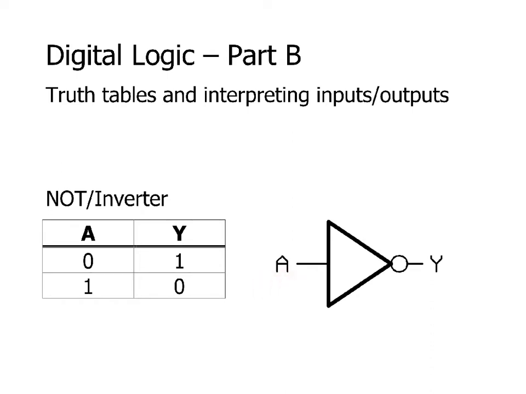So if your input is high, your output is low. If your input is low, your output is high. So 0 in, 1 out, 1 in, 0 out. Okay, so that's it for the NOT gate. Let's look at the other 4 gates.